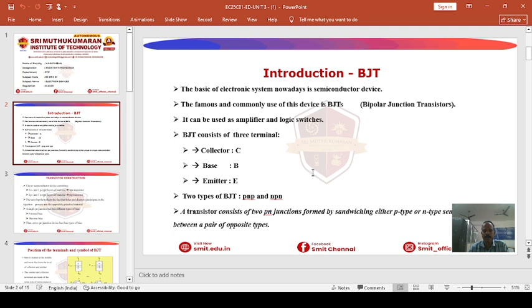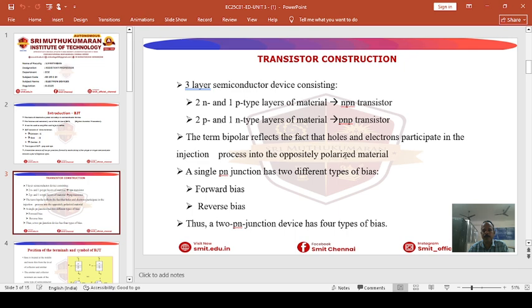In the NPN, the electrons play the majority carrier role and holes play the minority carrier role. The NPN transistor is very popular because the mobility of electrons is more compared with holes. The other type is called PNP, where the majority carriers are holes and the minority carriers are electrons. So both these form a pair. For any amplifier design, we can use either NPN or PNP based on our requirement, based on our design.